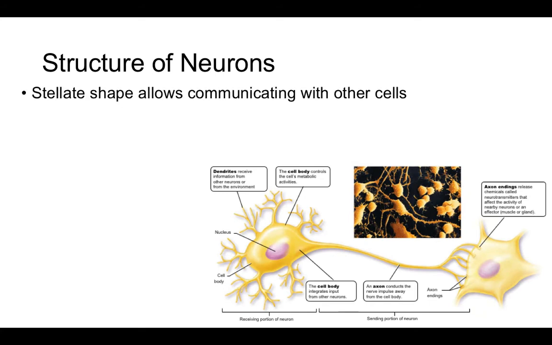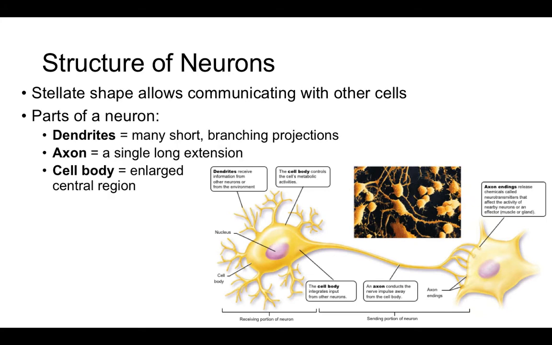Now, the structure of a neuron, it's a stellate shape, and this allows for communication with other cells. And there are three main parts. We have the dendrite, the axon, and the cell body. So follow me here. Here are the dendrites. The dendrites, their job is to receive information from other neurons or from the environment. Dendrites can be any type of our sensory receptors. So if you were to pinch your finger, you would be triggering your dendrites to send a message to your brain.